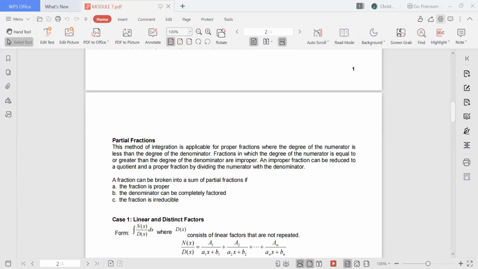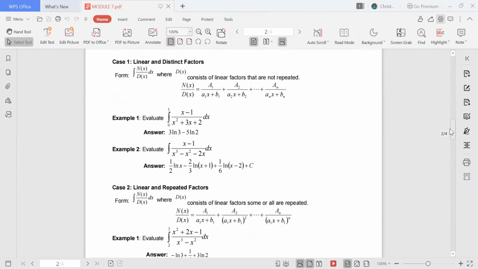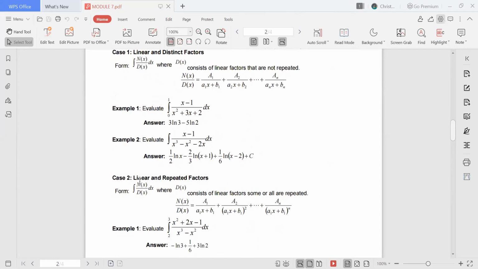Let's continue. Case 1 again is if the given partial fraction is linear and distinct factors. Now let's proceed to case 2. For case 2, if it's linear and repeated factors, the given form is the integral of N of x over D of x dx, where D of x consists of linear factors, some or all are repeated.